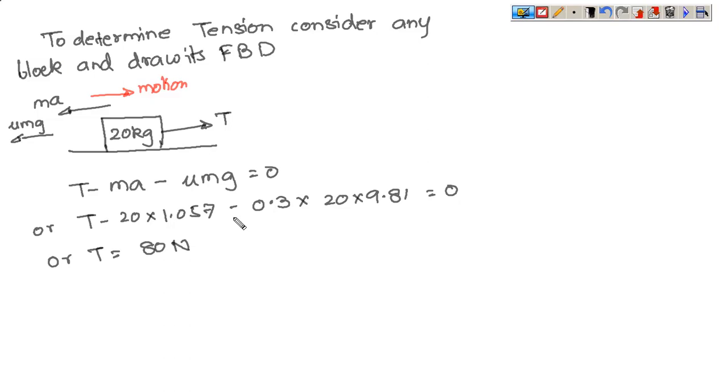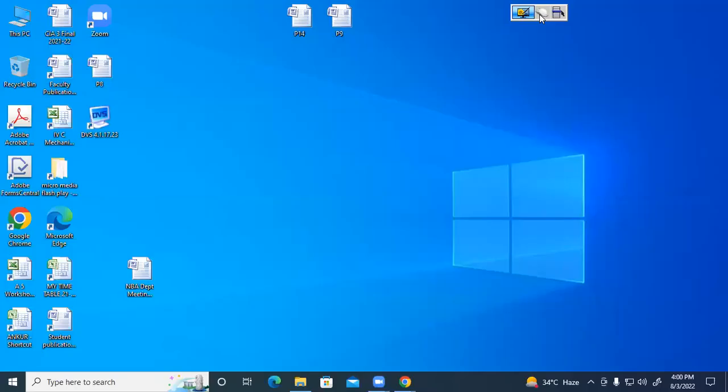So these are some typical examples with the help of which you can solve problems of dynamic equilibrium, and it will help you in understanding unit number 4 completely. So it is better that you take different numericals from different books, and you can solve them and understand them better. Thank you.